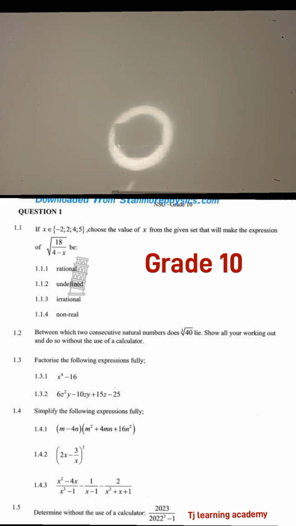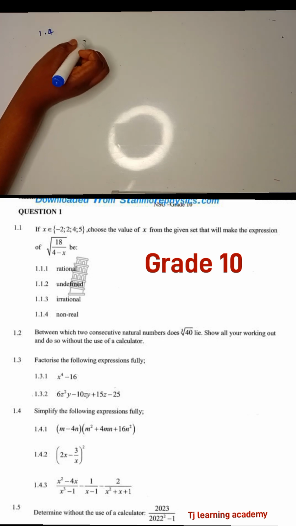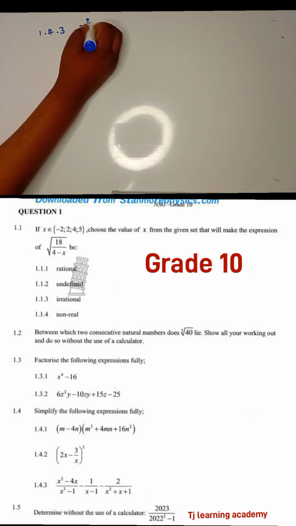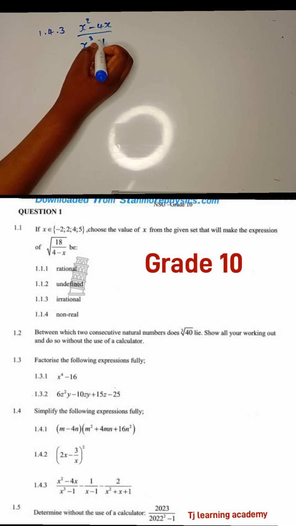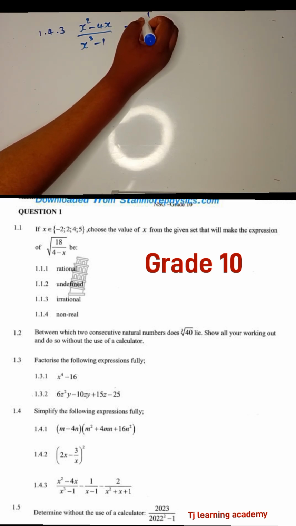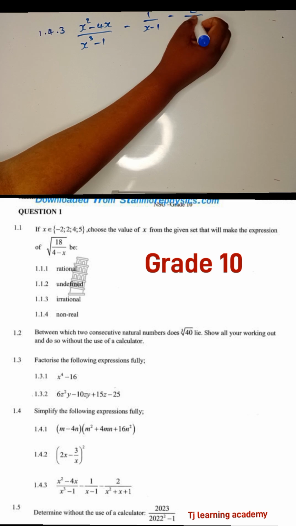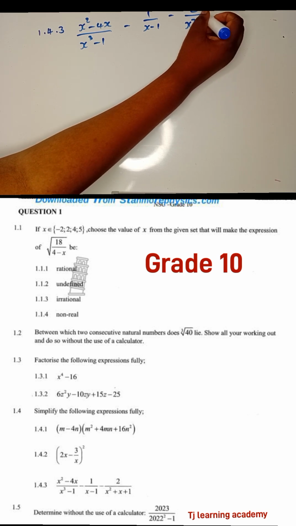So let's proceed to 1.4.3. It is x squared minus 4x over x cubed minus 1, minus 1 over x minus 1, minus 2 over x squared plus x plus 1.